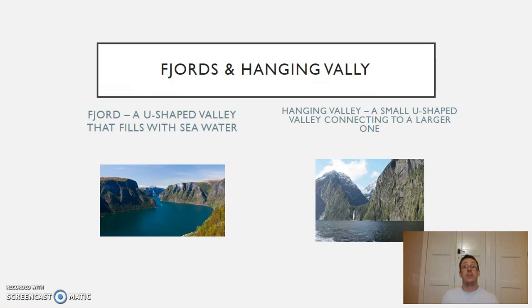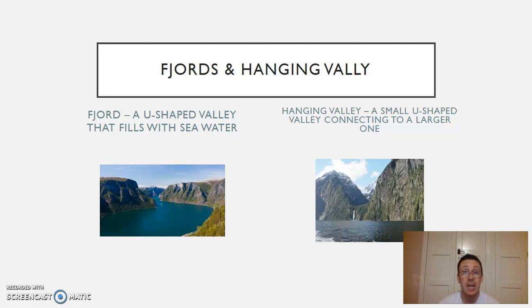Now, our other features associated with U-shaped valleys: I've already mentioned ribbon lochs in the actual answer. If we were asked to talk about a fjord, we're talking about a U-shaped valley that connects directly to the sea, and then the U-shaped valley has flooded with seawater. These are particularly famous going up the coasts of Norway. If we're talking about a hanging valley, remember, glaciers flow down river valleys.